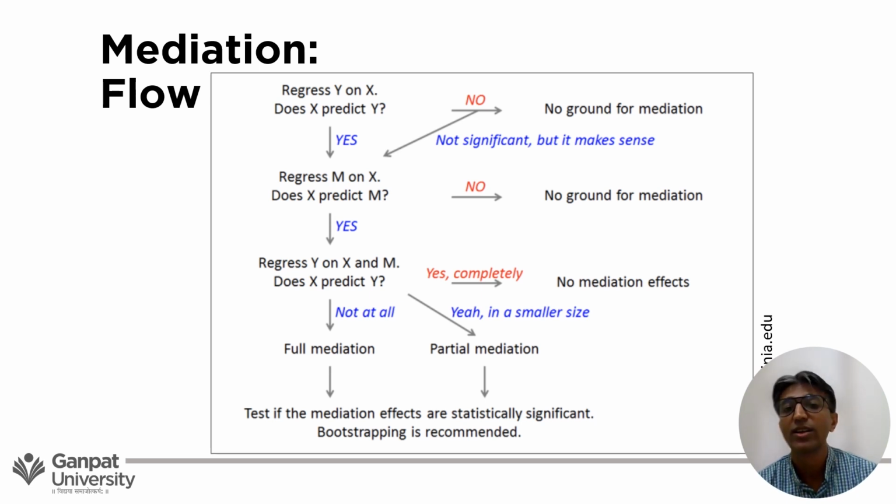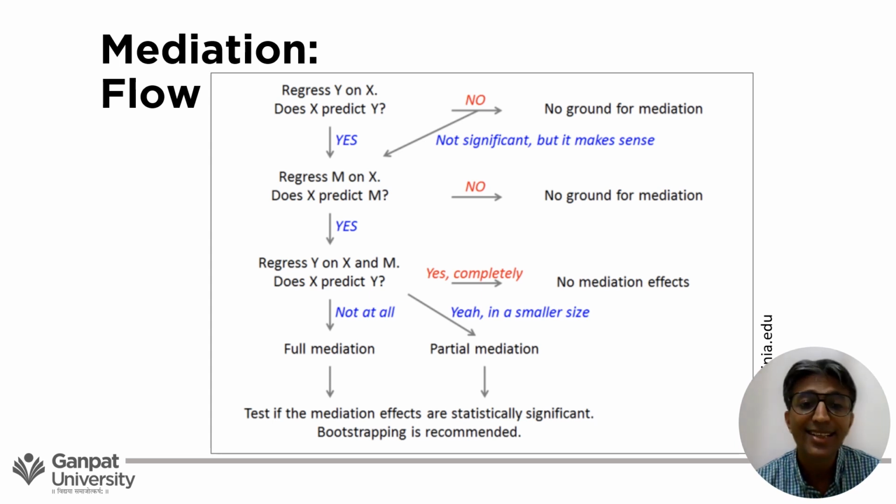So every time we need to check the p-value in the output, and if it is non-significant, then it does not make sense. We cannot use mediation. If it is yes, that means the p-value is less than 0.05, you have to regress M on X. Here M is denoted as the mediating variable. That also proposes a research question: does X predict M? If it is no, that means the significance value is not meeting the criterion, that is 5%, so in that case you have to stop here. There is no ground for mediation. You cannot establish a mediation relationship.